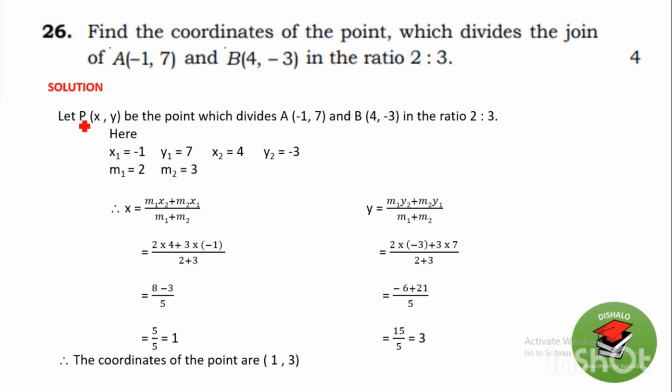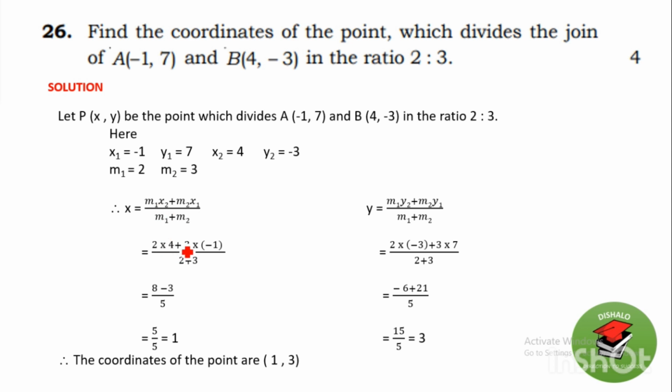So let us see the solution. Let P(x, y) be the point which divides AB in the ratio 2 is to 3. Here we'll use this formula, m1 x2 plus m2 x1. We should know what m1, m2, x1, x2, y1, y2 are. x1, y1 is the coordinate of A, x2, y2 is the coordinate of B, and m1, m2 are the ratios, that is 2 and 3. Everything is written here. You just have to put the values in the formula.